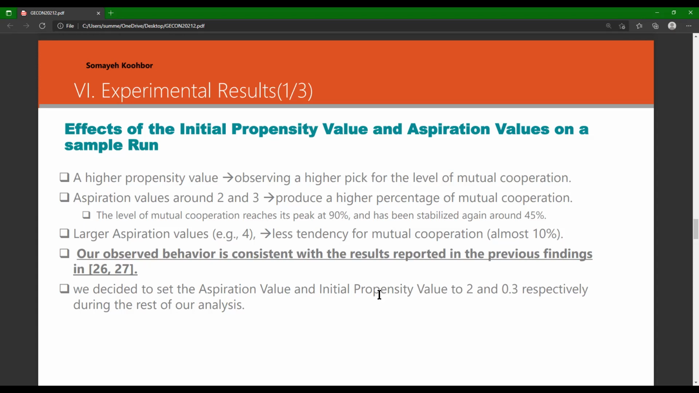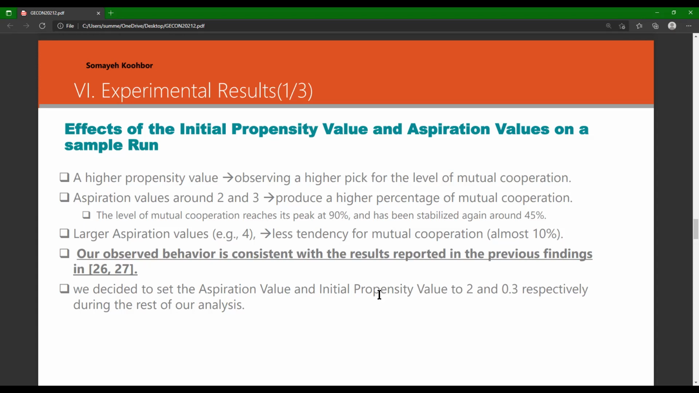As initial propensity value basically will have a direct effect on the peak of the percentage of cooperation. If you set initial propensity value to a high value, at the beginning of the simulation, you see a peak, and after that, you will see the decline in the percentage of cooperation.